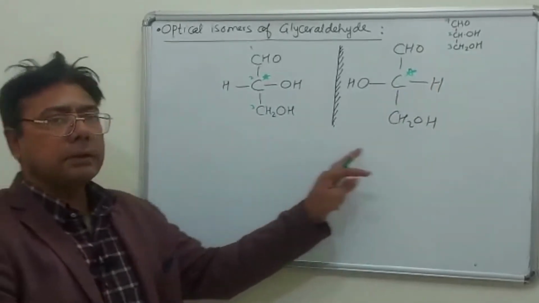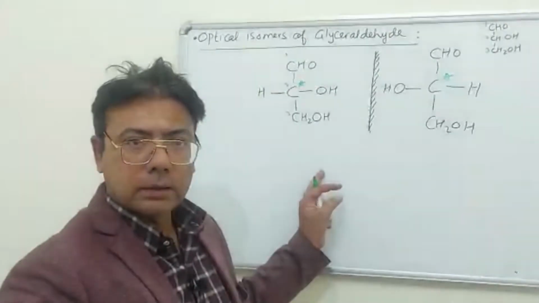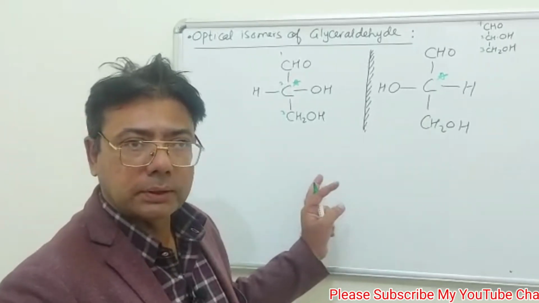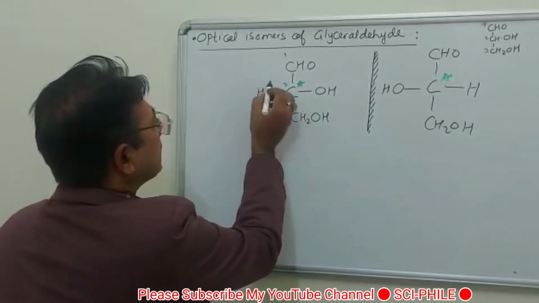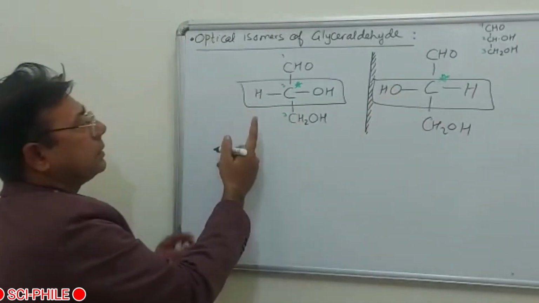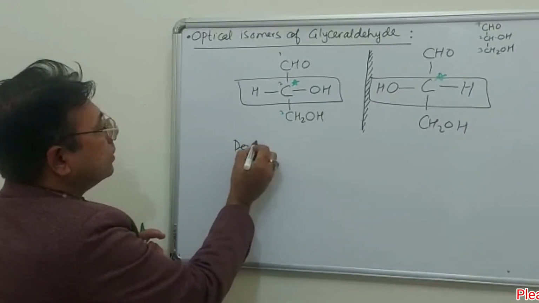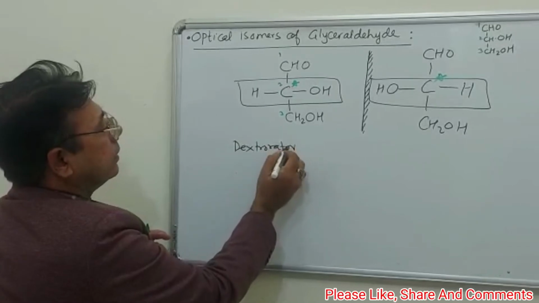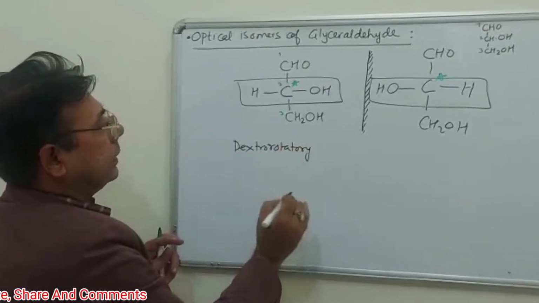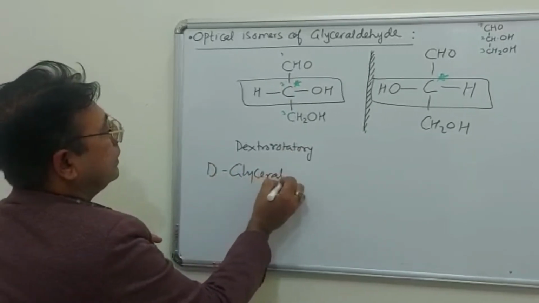So here you see that both these two forms of glyceraldehyde are mirror images of each other, and because they have an asymmetric or chiral carbon, they ought to be enantiomers of each other. If you see the orientation of H and OH, in this form H is on this side and OH is on the other side. So this form is dextro-rotatory, and this is designated as D-glyceraldehyde.